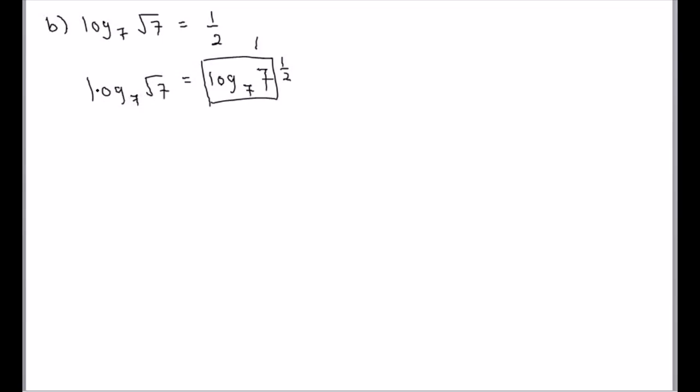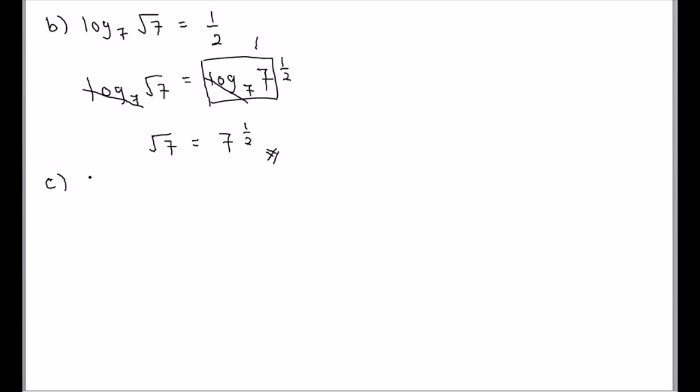Okay. And then we can cancel out log 7. So on the left, we are left with square root 7, and on the right, we have 7 to the power 1 over 2. So the original statement is in log statement, and then we change it into the index statement. Let's proceed to the next one.